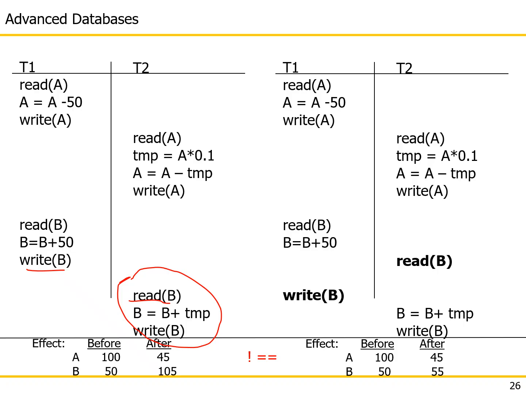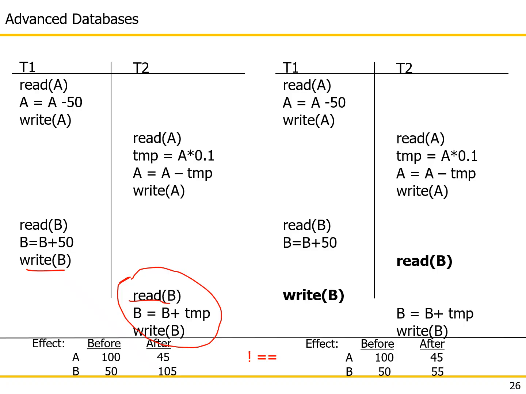And a context switch happens one more time, and I do B equal to B plus temp, and then write B. Now, if you look at the bottom right of the screen, you can see that the after effects of running this specific schedule is 45 and 55. A is 45, which is what we expect, but B is not 105, it's 55. So the problem that we are seeing here is that when we started to work with B in T1, when we said B equal to B plus 50, we didn't have a chance to actually write the new B. So when T2 started to work, when the context switch happens, it was reading the old B, not the new B.